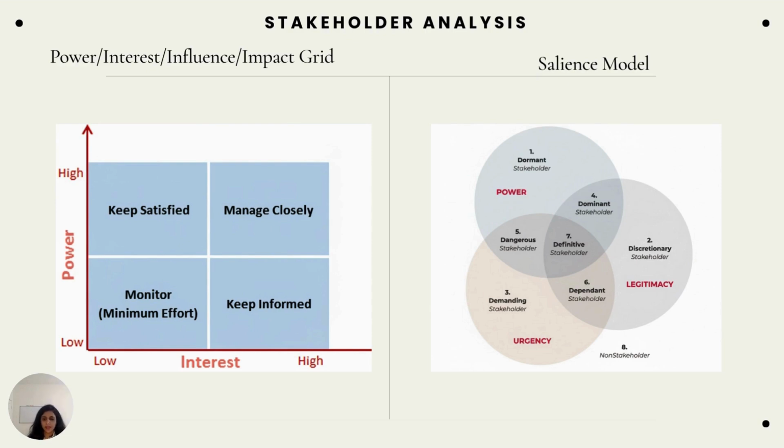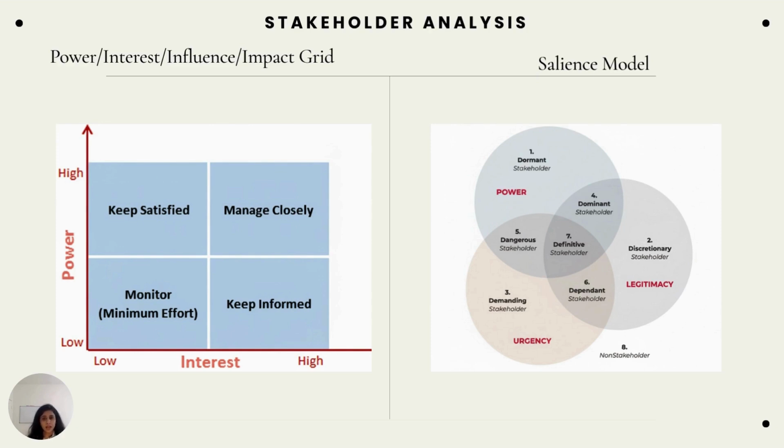I hope this is very clear to you. Let's move on to the salience model. This is a more complex tool that assesses stakeholders' importance using three overlapping factors. One is power, another one is urgency, and the third is legitimacy. Now, power, we already know who and what are power stakeholders. Urgency is the degree to which their needs require immediate attention. And legitimacy is the validity of their claim or involvement.